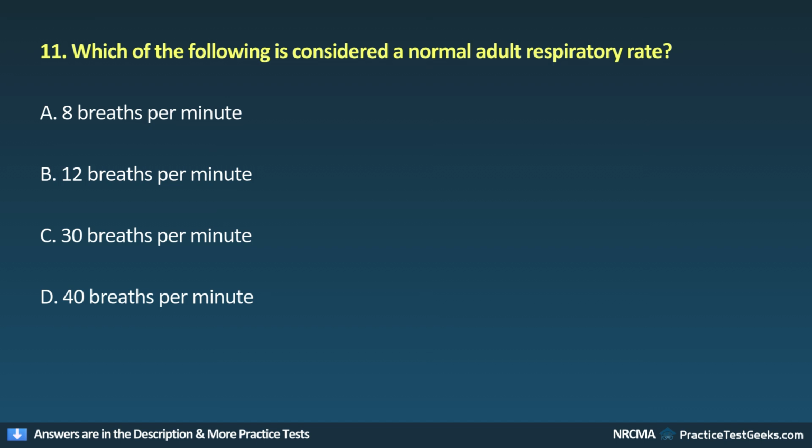11. Which of the following is considered a normal adult respiratory rate? A. 8 breaths per minute. B. 12 breaths per minute. C. 30 breaths per minute. D. 40 breaths per minute.